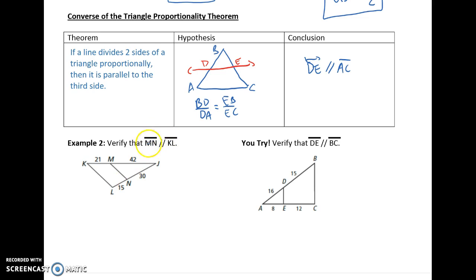So if I want to verify these are parallel, I want to work with the proportion. And again, just a side note here, notice these triangles are still similar. We've got reflexive J and we've got proportional sides. So 30 over 45 would equal 42 over 63. So just keeping that in mind, these are all similar triangles.